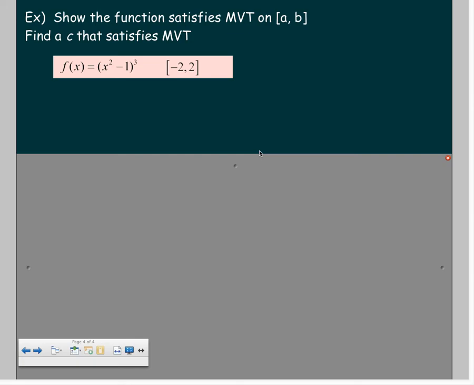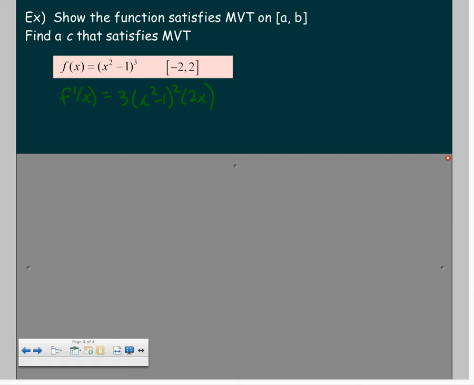So what I'm going to do, since the mean value theorem uses both the instantaneous rate of change and the average rate of change, I'm going to find both of those. So the instantaneous rate of change would be the derivative, f prime of x. And wouldn't that be 3 times (x squared minus 1) to the 2 power times 2x? Okay? So that's part of the mean value theorem, the instantaneous rate of change.